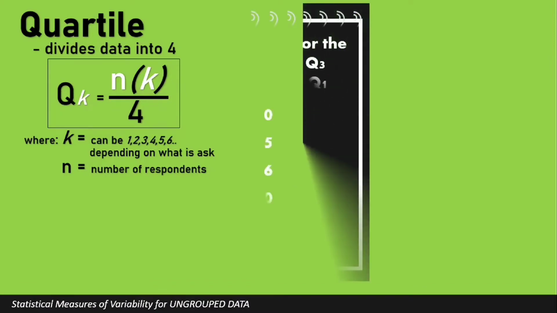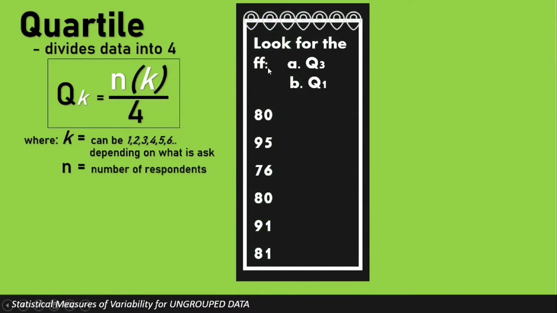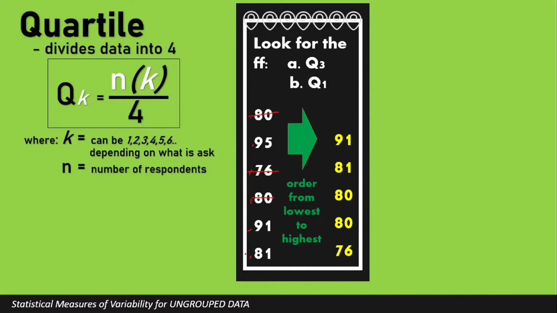And n is the number of respondents. We have a sample problem here. Look for the following: quartile 3 and quartile 1. We also have the given numbers 81, 91, 80, 76, 95, and 80. So, let's arrange or order it from lowest to highest. We have 76 as the lowest. Next is 80, and we also have another 80. Next is 81, 91, and we have 95 as the highest.